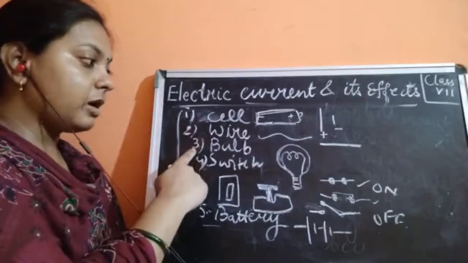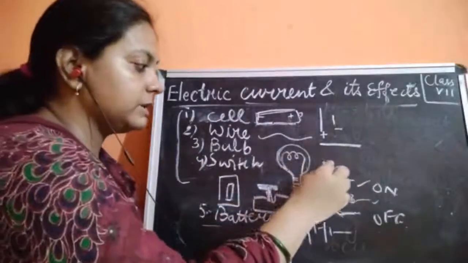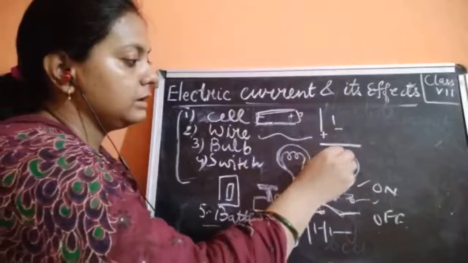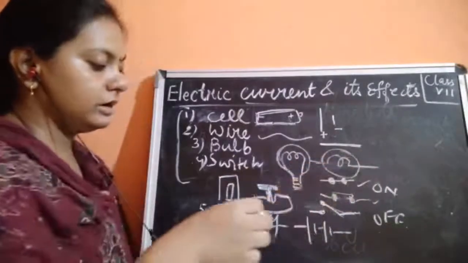Then the bulb is a component. So how is the bulb shown? It could be shown as a circle with a diagram like this.